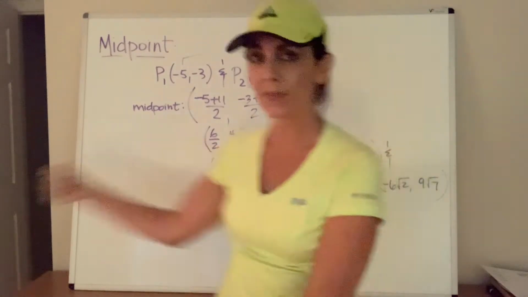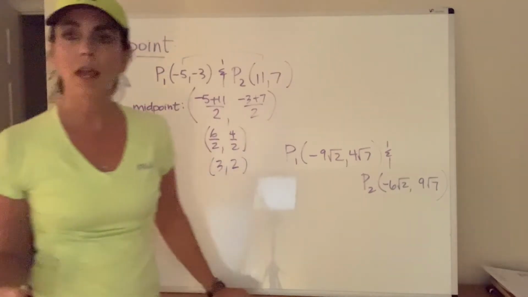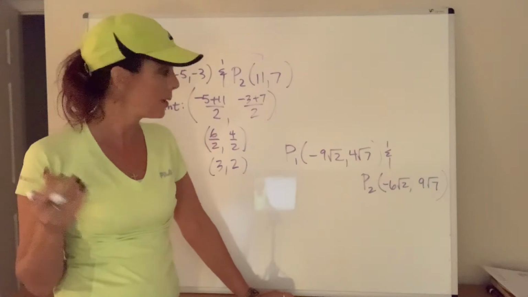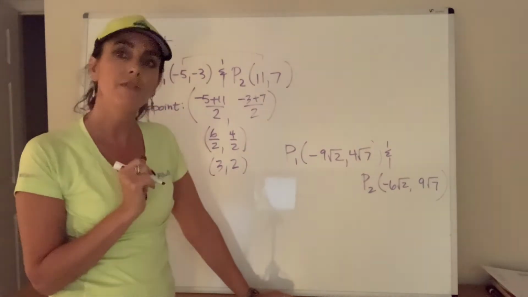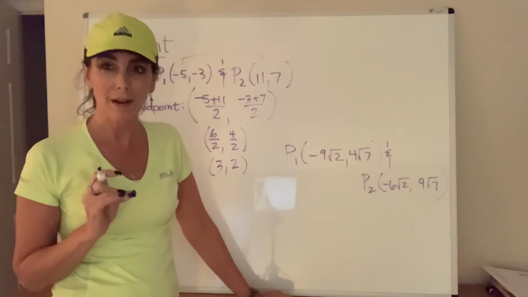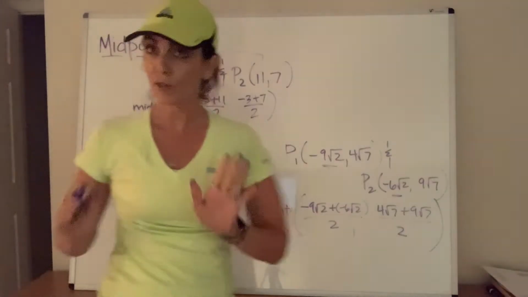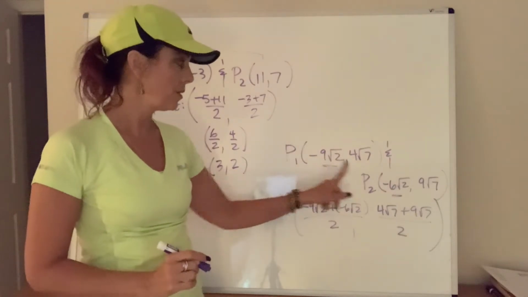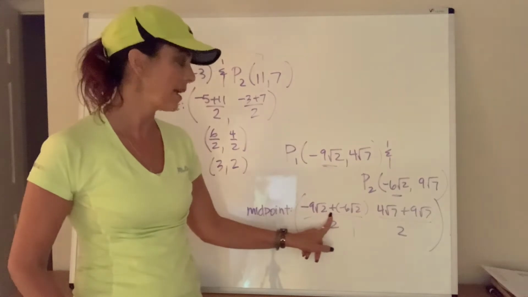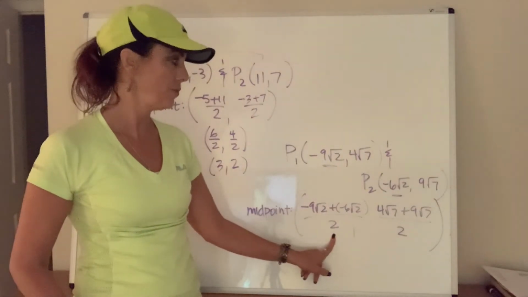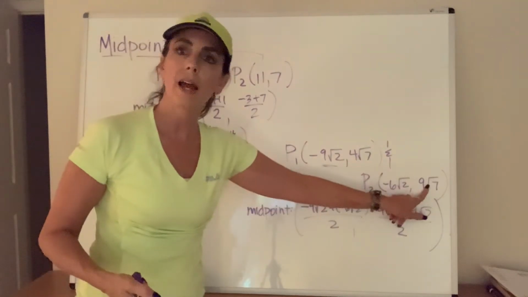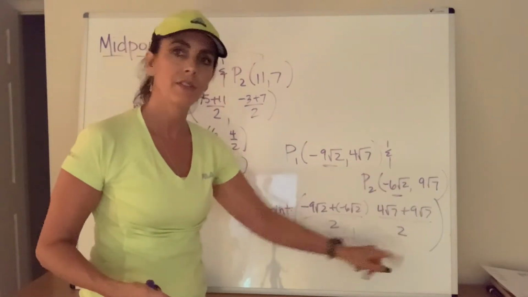So let's try something that looks like this. Same scenario: I have a segment with endpoints P1 and P2, and I want to find the midpoint. I'm going to do precisely the same thing. It's just a little uglier. I'm going to take my x values, -9 square root of 2 plus -6 square root of 2, add them together, and divide by 2. And I'll do the same thing with my y values, 4 square root of 7 and 9 square root of 7, add them together, divide by 2.